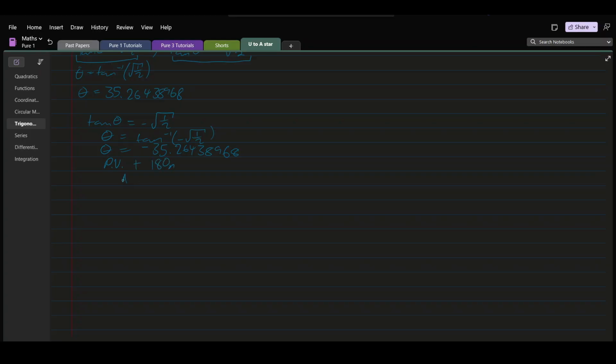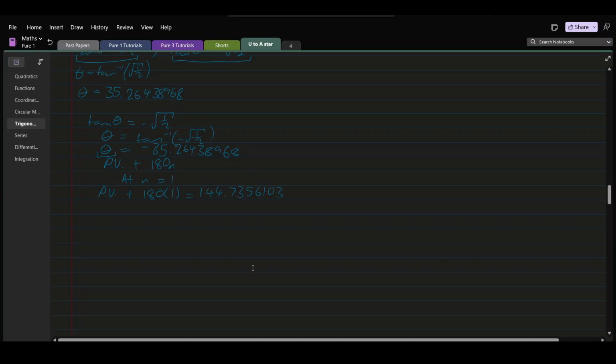So at n is equal to 1, our principal value is this value of theta over there. So PV plus 180 times 1, that's the negative 35.26 and so on, plus 180 times 1, you get 144.7356103, and that's within the given interval. So that would also be another solution.